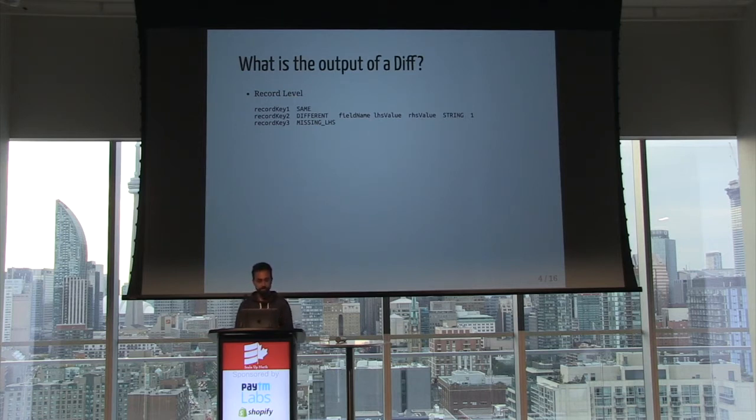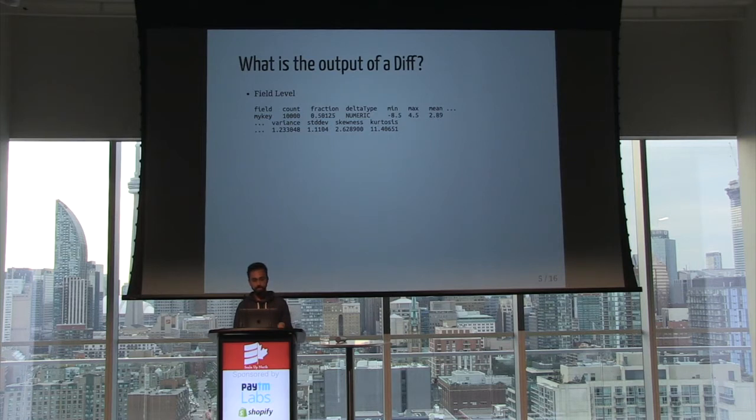We'll explain these in a bit more detail in the next couple slides, but the first value is the name of the actual field that a difference was found in. Then you have the left and the right-hand values, and the type of the value, which is string. The last value is the distance between them.